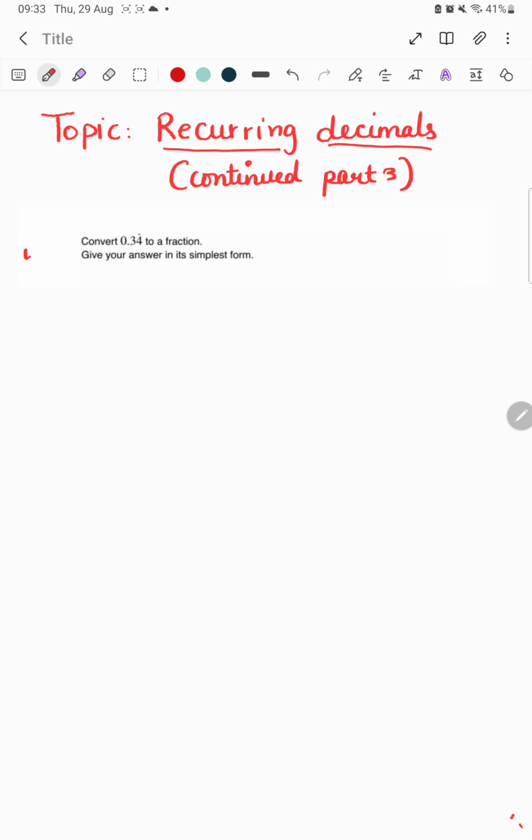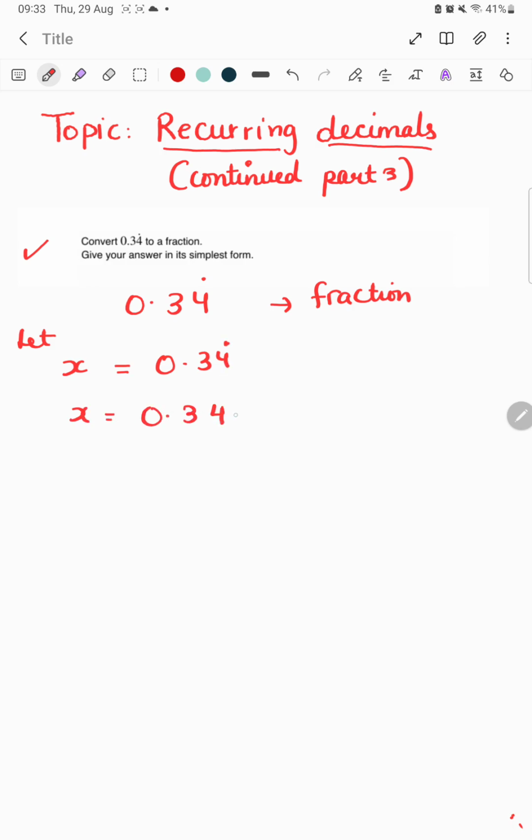So the first question is here: convert 0.34 with a dot on the top of the 4 into a fraction. The first step is always to let x, or y, or any variable name you like, be equal to 0.34 with the dot. The dot on the 4 means that 4 is the only repeating digit, so I will write it 4-5 times, and I will consider this equation 1.